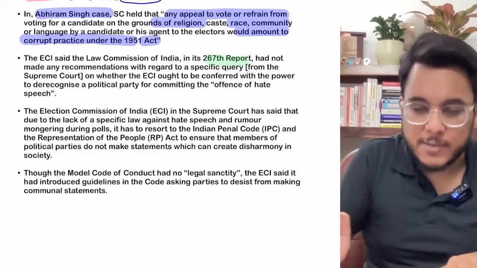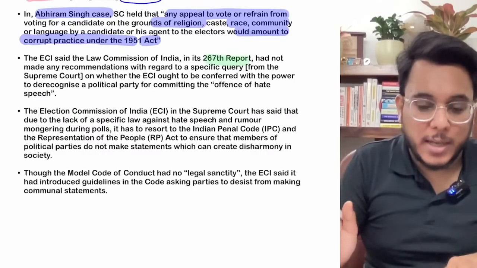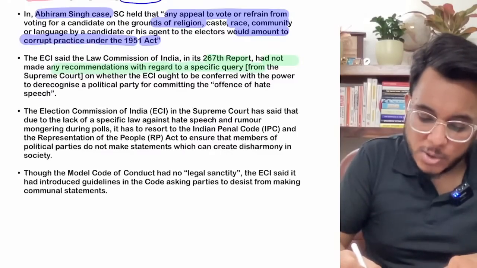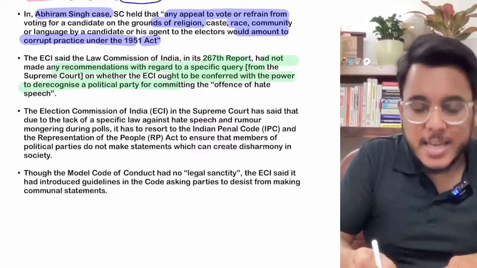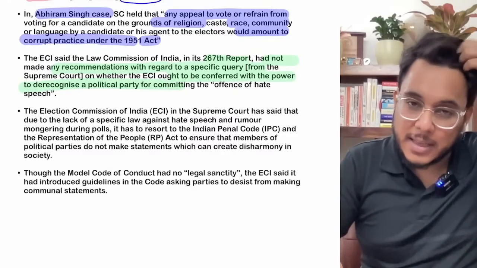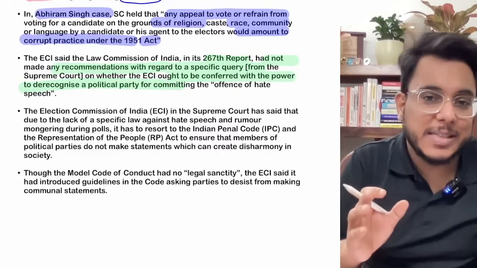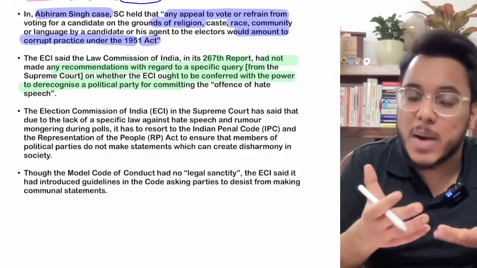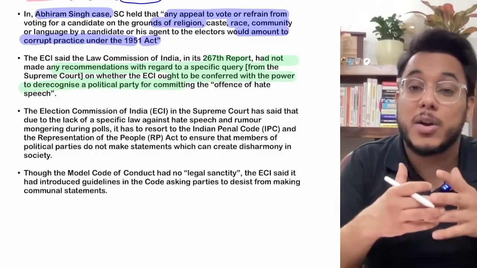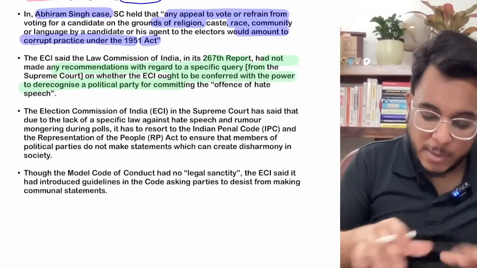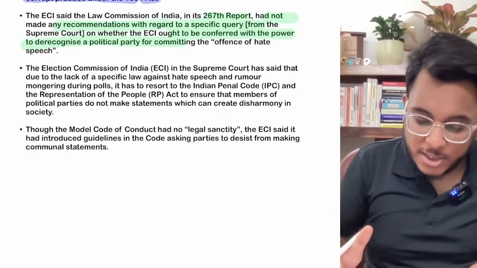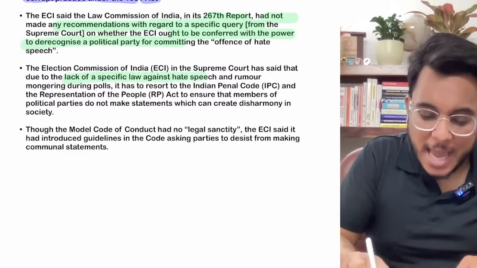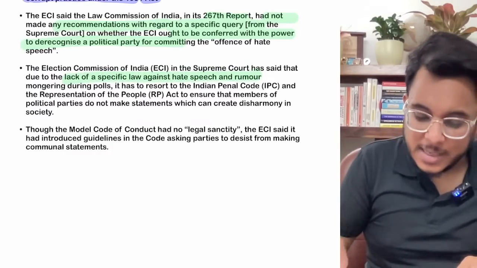that the 267th report of the Law Commission talked about hate speech, but it had not made any recommendations, or given any power to de-recognize a political party if they are making hate speech. So the Election Commission of India says that hate speeches are being used in elections, but we are helpless. We don't have any power to de-recognize a political party or disqualify a candidate in that direction. Even the Election Commission of India has asked that there should be a specific law. Right now there is a lack of specific law, and such a thing is happening.